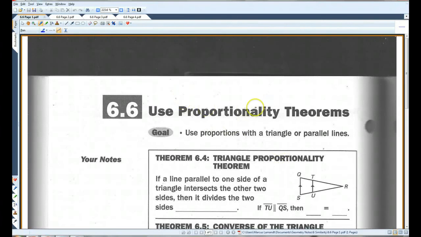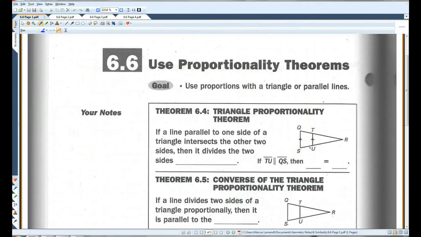Okay, 6.6, use proportionality theorems. Theorem 6.4: if a line parallel to one side of a triangle intersects the other two sides, like as shown in the diagram, then it divides the two sides proportionally. So basically, if TU is parallel to QS, then RT over TQ equals RU over US. So this over this equals this over this.